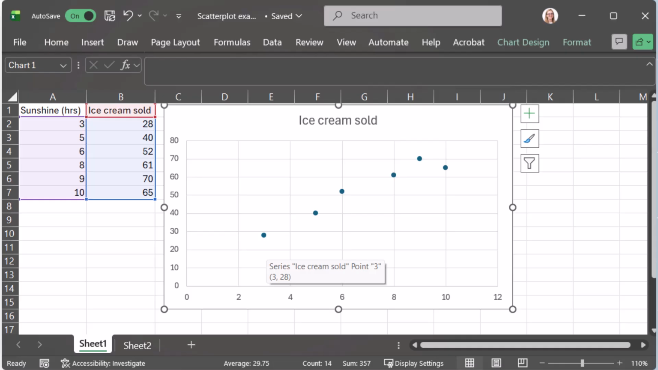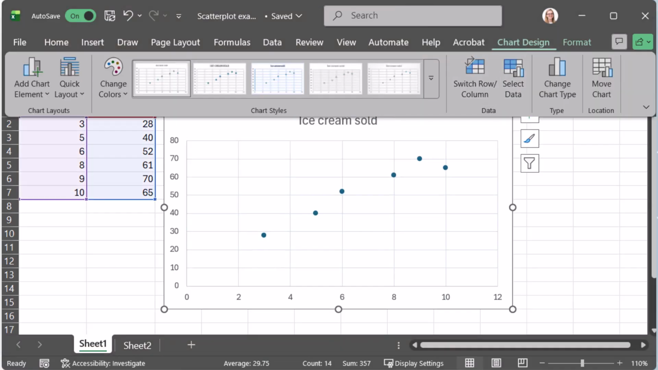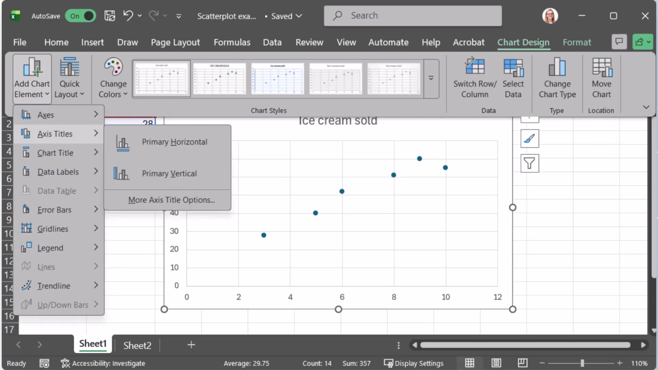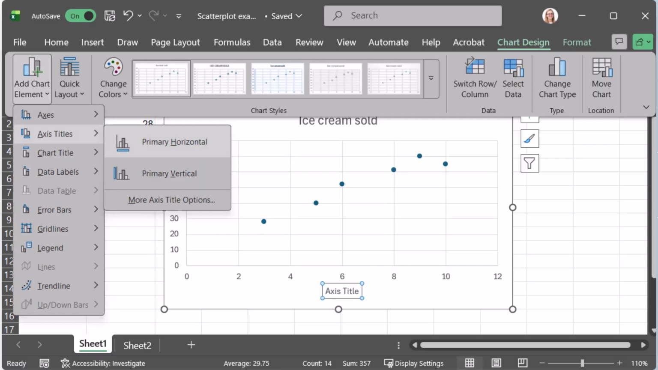In order to make this a good scatter plot, I do need to add labels to the 2 axes. Otherwise, someone looking at the graph wouldn't know what any of these numbers were. So I'm going to go to the Chart Design tab. If you don't see that, make sure you've clicked on the graph. And under Add Chart Element, I want to go to Axis Titles, and I'm going to add both the primary horizontal and the primary vertical axis titles.